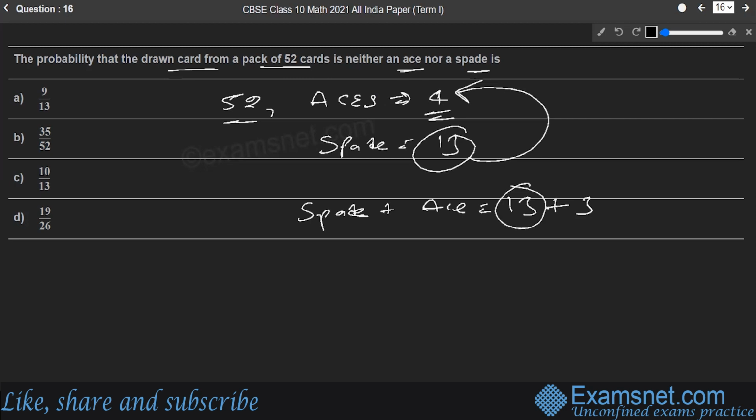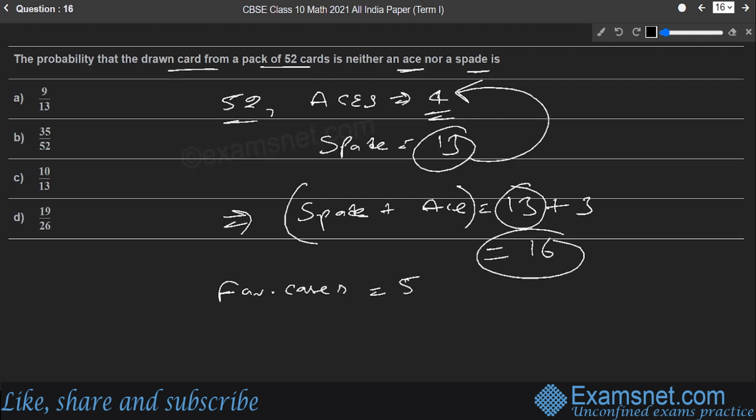That is the ace of spades. So the total favorable cards when you're looking for a spade or an ace is going to be 16. They are asking for the probability that the drawn card will be neither an ace nor a spade. So we don't want these 16 to come there.